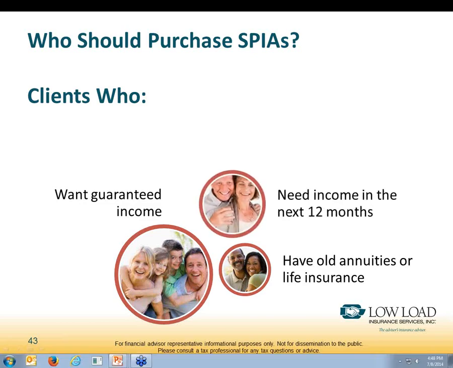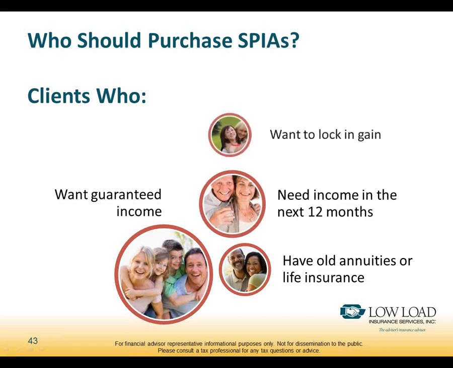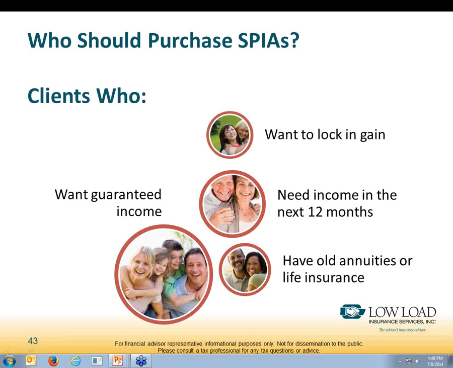They need income in the next 12 months. The reason I say the next 12 months is because with an immediate annuity, that's when income has to start. Typical deferral is 1 month, and income has to start within 12 months. They want to lock in the gains. Once again, if they have an annuity, they have some gains, and they're getting ready to retire, we could transfer to an immediate annuity and get them that guaranteed income that they really want in retirement.